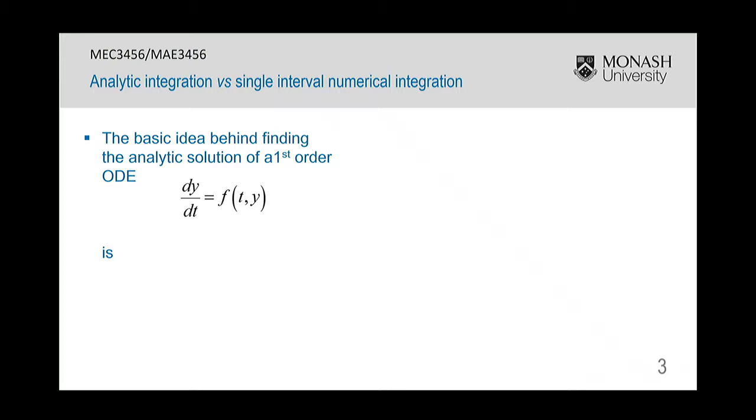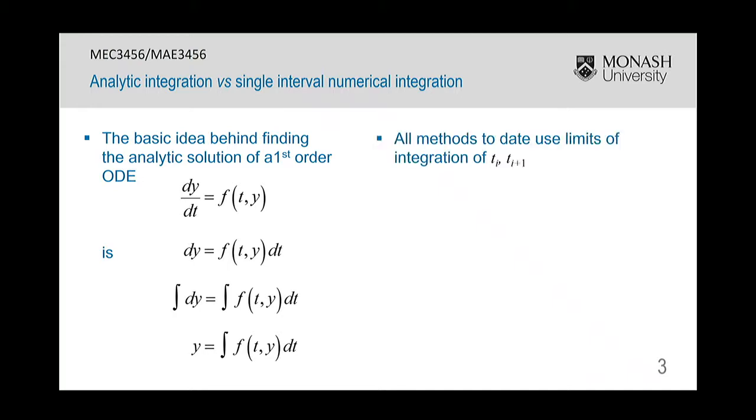So the basic idea behind finding the analytic solution of a first order ODE, and we're going to write our ODE as dy/dt is equal to some function in t and y. The basic idea is we take that ODE and we expand these differentials to write dy is equal to f(t, y) dt. We can then integrate this expression to give us the integral of dy is equal to the integral of f dt. And finally, the left-hand side integral is equal to y, and the right-hand side integral is something that obviously depends on f. So that's the basic idea of what we're doing when we integrate our ODEs.